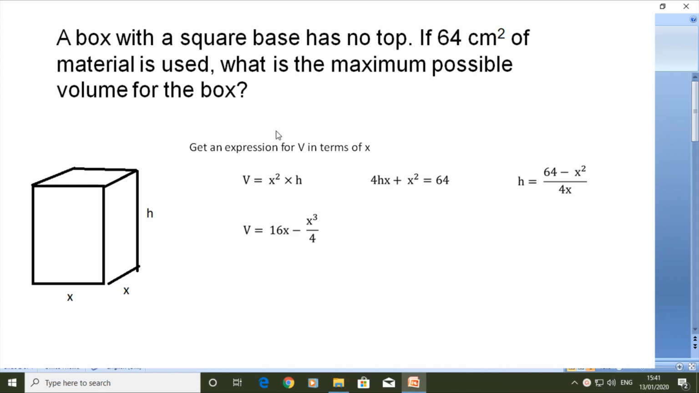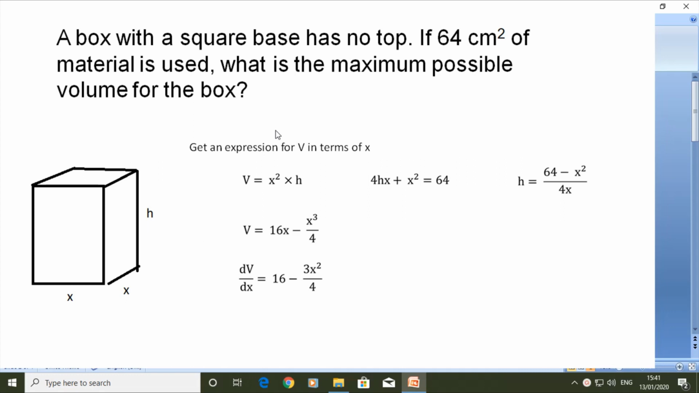I want to get rid of h though, so I've got some more information. I know that 4hx, which is the area of one side, plus x squared equals 64. So rearranging that, I've got an expression for h in terms of x, and then I can put that in the first equation, and I have the volume in terms of x. So v equals 16x minus x cubed over 4. If I differentiate that, dv dx is 16 minus 3x squared over 4.